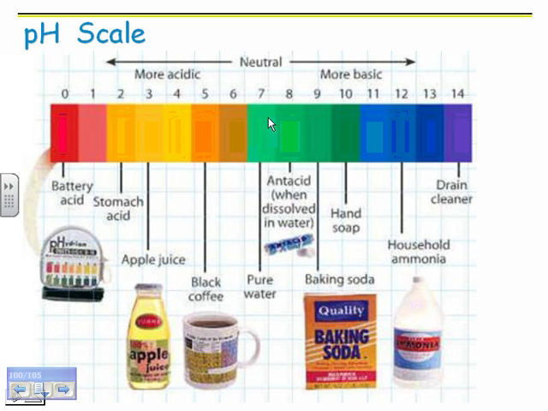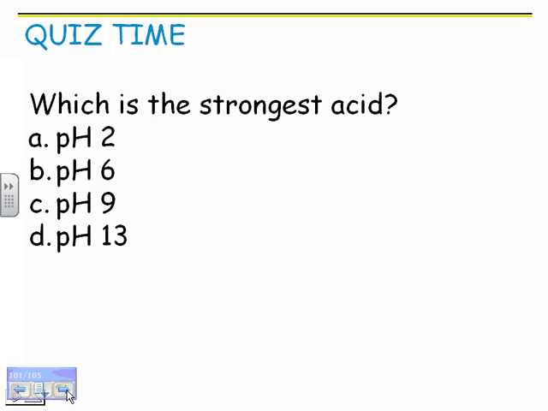So here's your pH scale again. 7 is neutral. Black coffee here at 5. Apple juice at 3. Stomach acid down at 2. Battery acid at 0. Don't memorize any of this stuff. An antacid pH 8. Baking soda 9. Hand soap 10. This is just to kind of give you an idea of what things you know that have different acidity in them. Household ammonia 12. Drain cleaner 14. Really, really strong base.